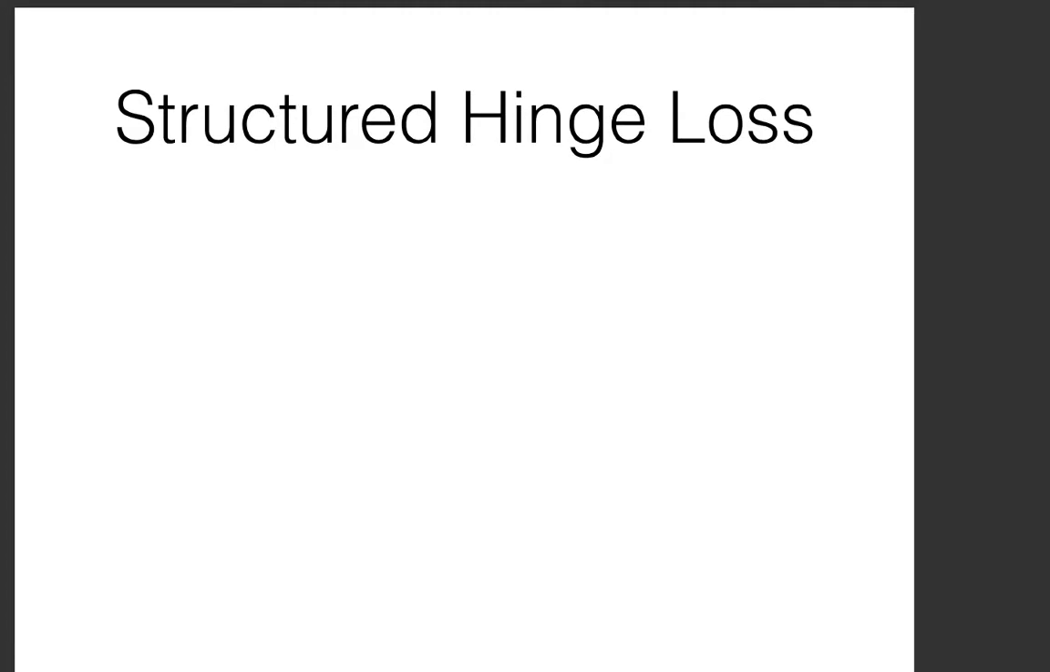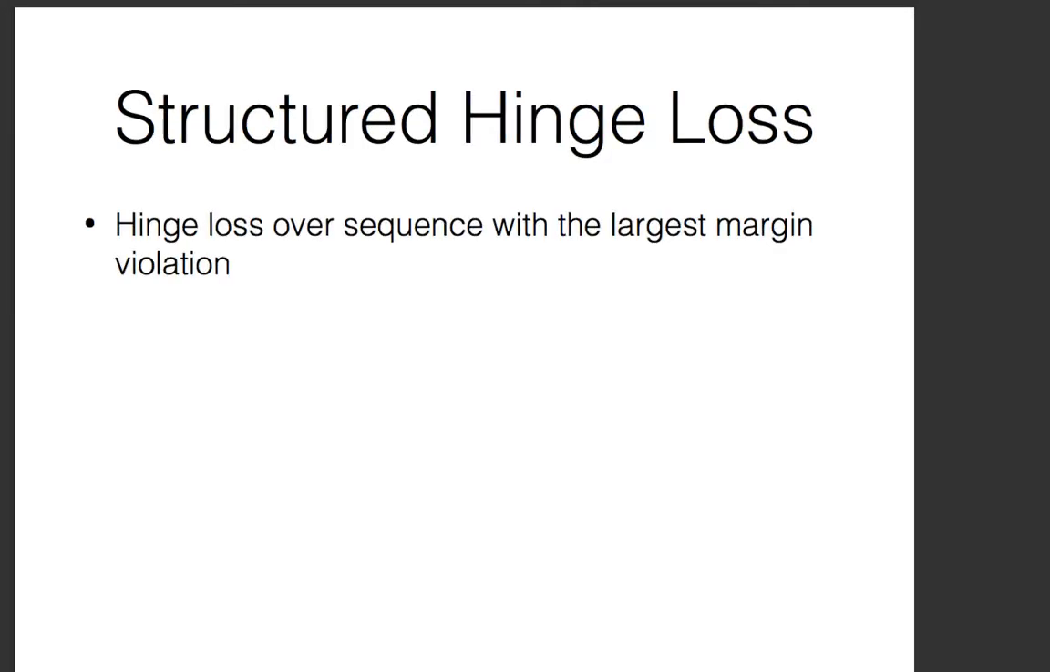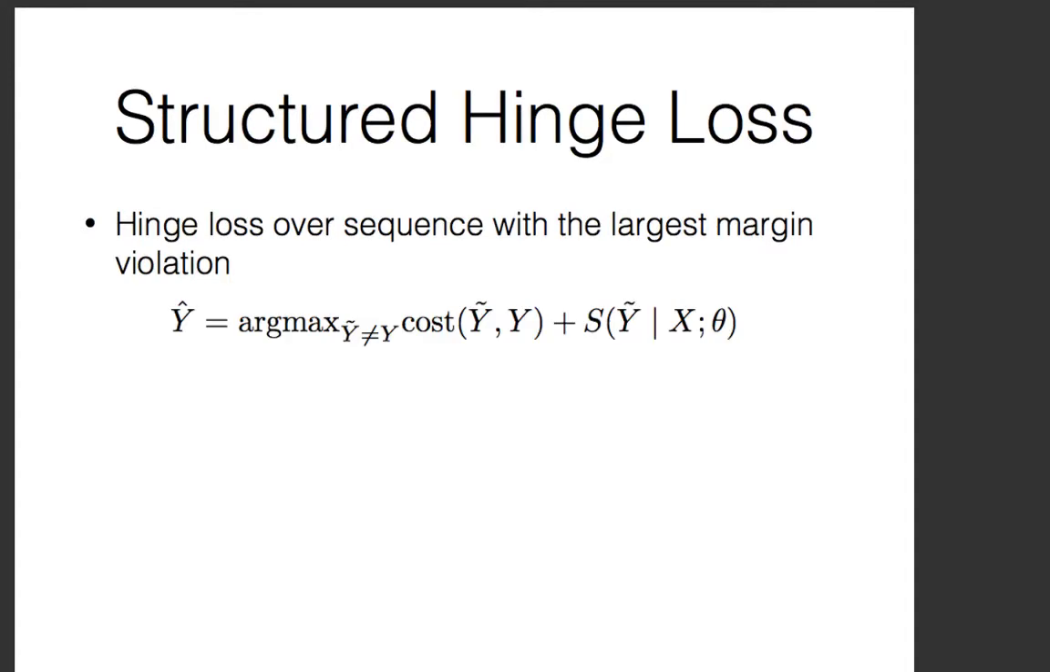So what the structured hinge loss does is it's a hinge loss over sequences where you try to update away from the largest margin violation. So what we do is basically, instead of taking an argmax over the score itself, we take the argmax over the score plus the cost. So what this means is, let's say our scores look like this.